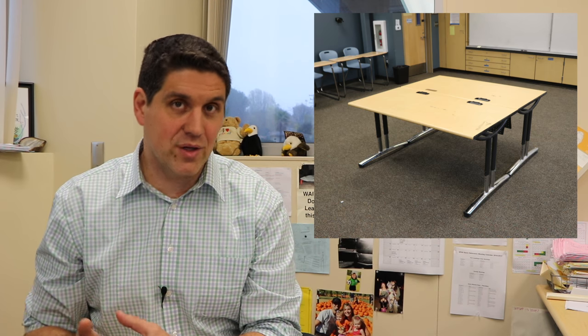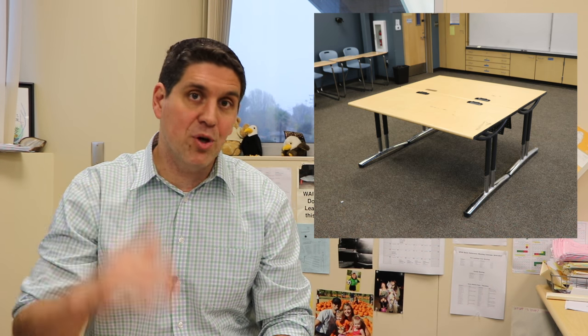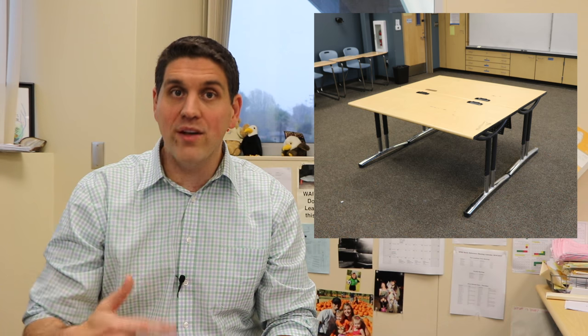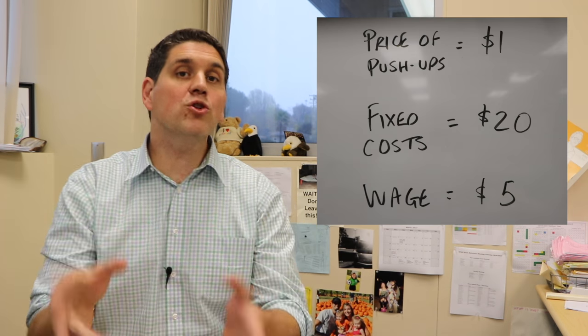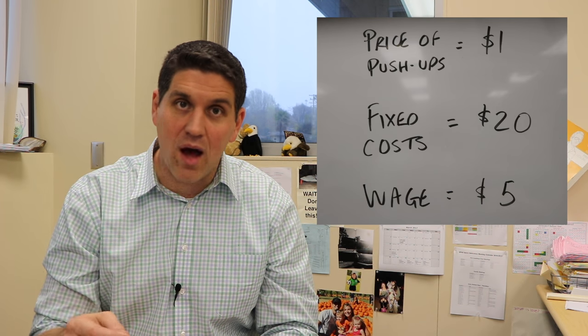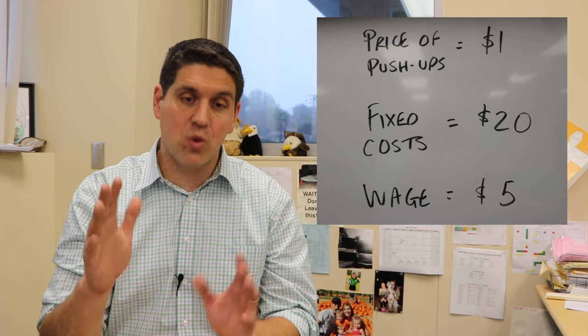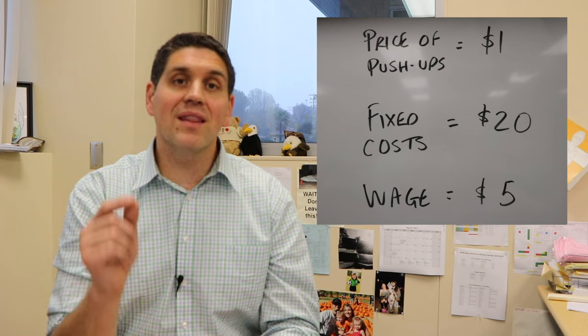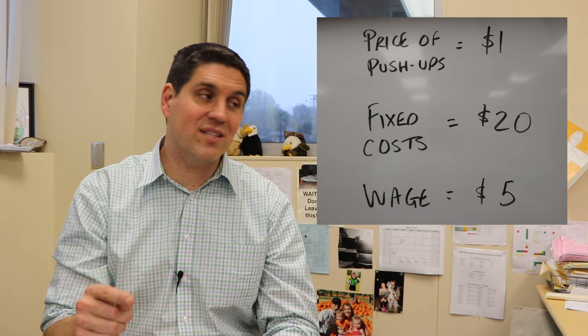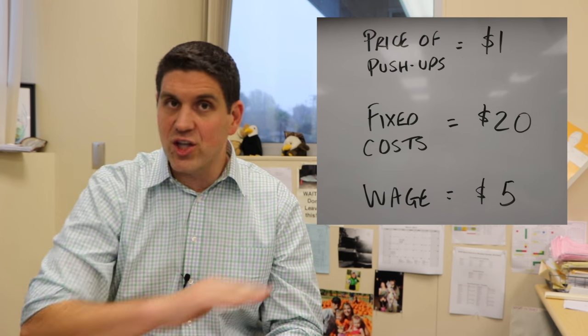I start this activity by telling students that they're managers at a company that converts human push-ups into electricity. So each time someone does a push-up on that machine, it generates $1 worth of electricity for the company. I also tell the students that their fixed cost is $20. So it doesn't matter if they produce one push-up or 30 push-ups in any given round, they still have to pay $20 of fixed cost. The last thing we have to do is figure out the wage, which in this case is $5. The wage for each worker is $5.